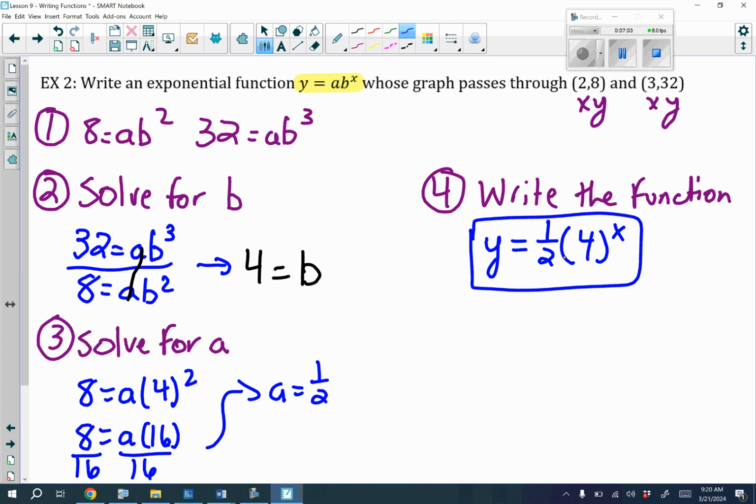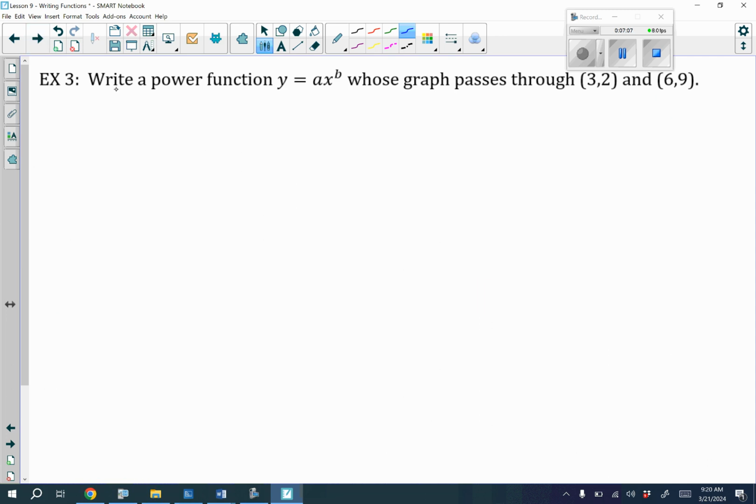Okay, so now let's talk about how we do this for power functions. We're going to write a power function y equals a times x to the b whose graph passes through (3, 2) and (6, 9). So now we're doing power functions, so be careful when they ask you which one to use. Now we're going to follow the same steps.